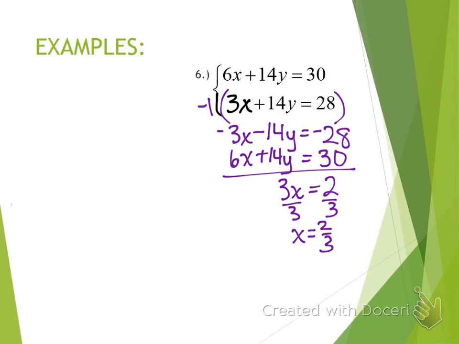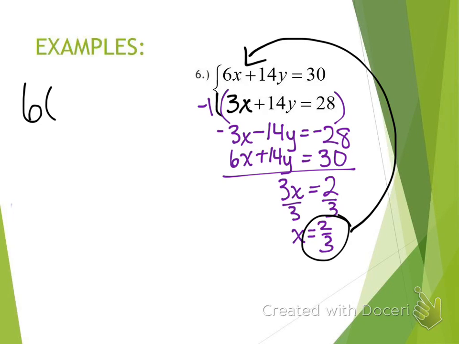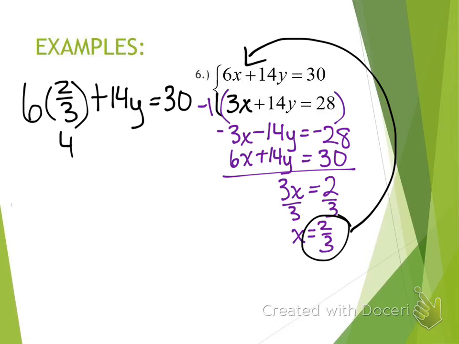All right, now I go to find my y. Which equation do we want to use? The top. Okay, so we are going to take this 2/3 and pull it all the way up to the top and plug it into the x. So that means we have 6 times 2/3 plus 14y equals 30. 6 times 2/3 is 4. 4 plus 14y equals 30.